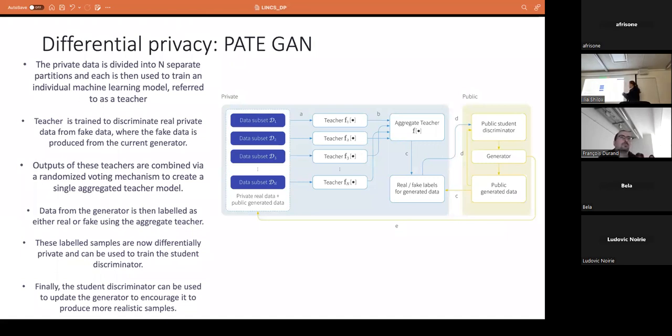There are papers that show that. Here, the idea is the same. You just add a generator, and then you use your teacher to train the discriminator. I don't know if you are familiar with GANs, but basically, at a high level.